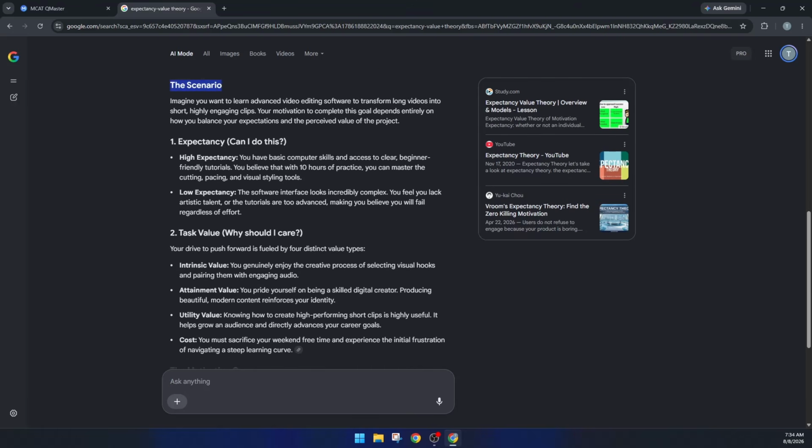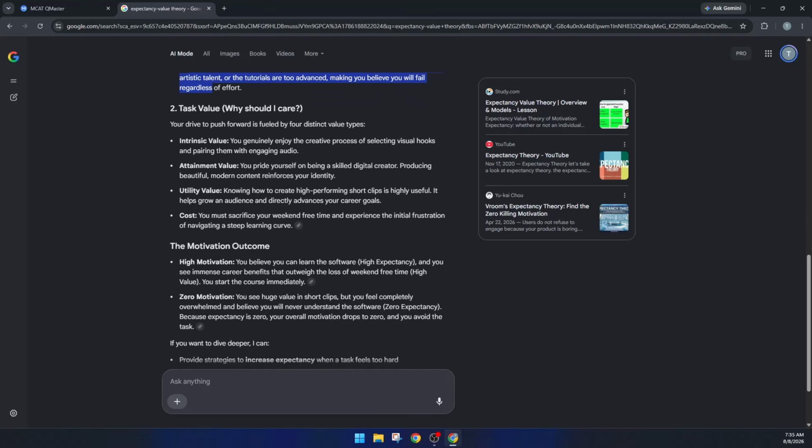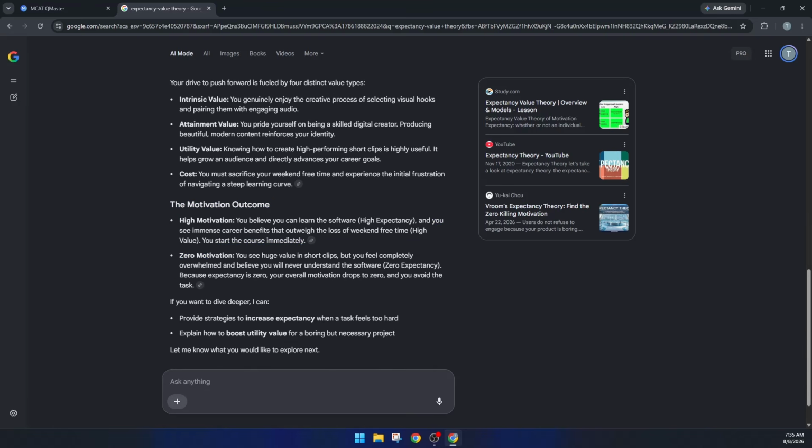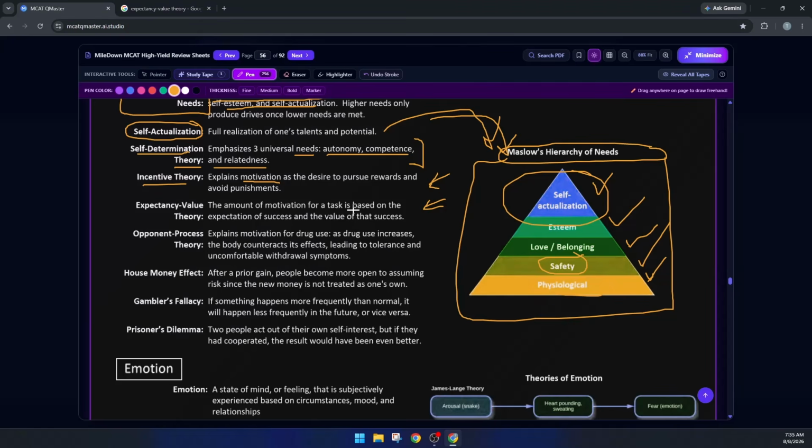So this is the scenario. Imagine you want to learn advanced video editing software to transform long videos into short ones. Your motivation to complete this goal depends entirely on how you balance your expectations and your perceived value of the project. Expectancy means, can you do it, right? High expectancy means you have basic computer skills and access to a lot of resources, you understand everything, and you have hours of practice of video editing, for example. Low expectancy is when everything looks so hard, so your perceived value of the project is that it's really difficult. So what does high expectancy have to do with motivation? It gives you high motivation, right? If you have low or zero expectancy, like, oh, this will never turn out good, or the value of this is near zero, then your motivation is going to be low.